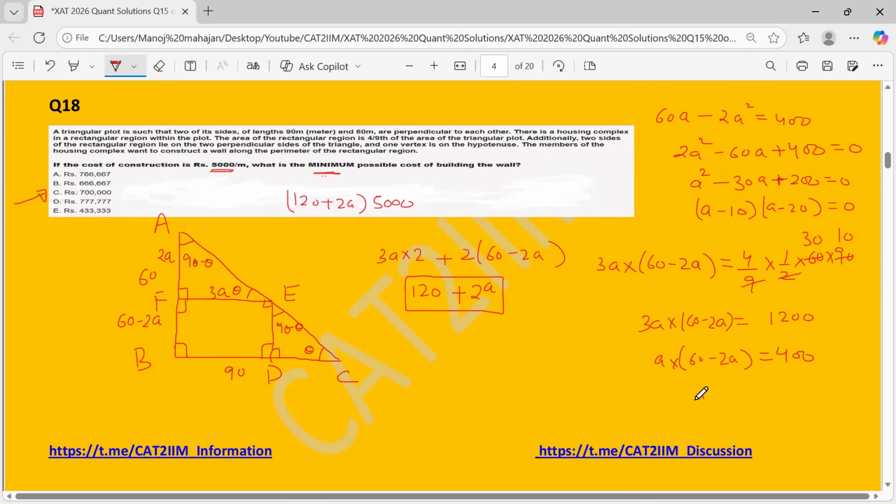So the two solutions, as we thought: either it is 10 or 20. Of course, we have to pick the minimum value of A, so we pick 10. In that case, this comes out to be 120 plus 2 into 10, that is 140. So the perimeter is coming out to be an integer. Already I said high likely chances of option C, which is also coming out. When you multiply with 5,000, you get 70 and then 4 more zeros.